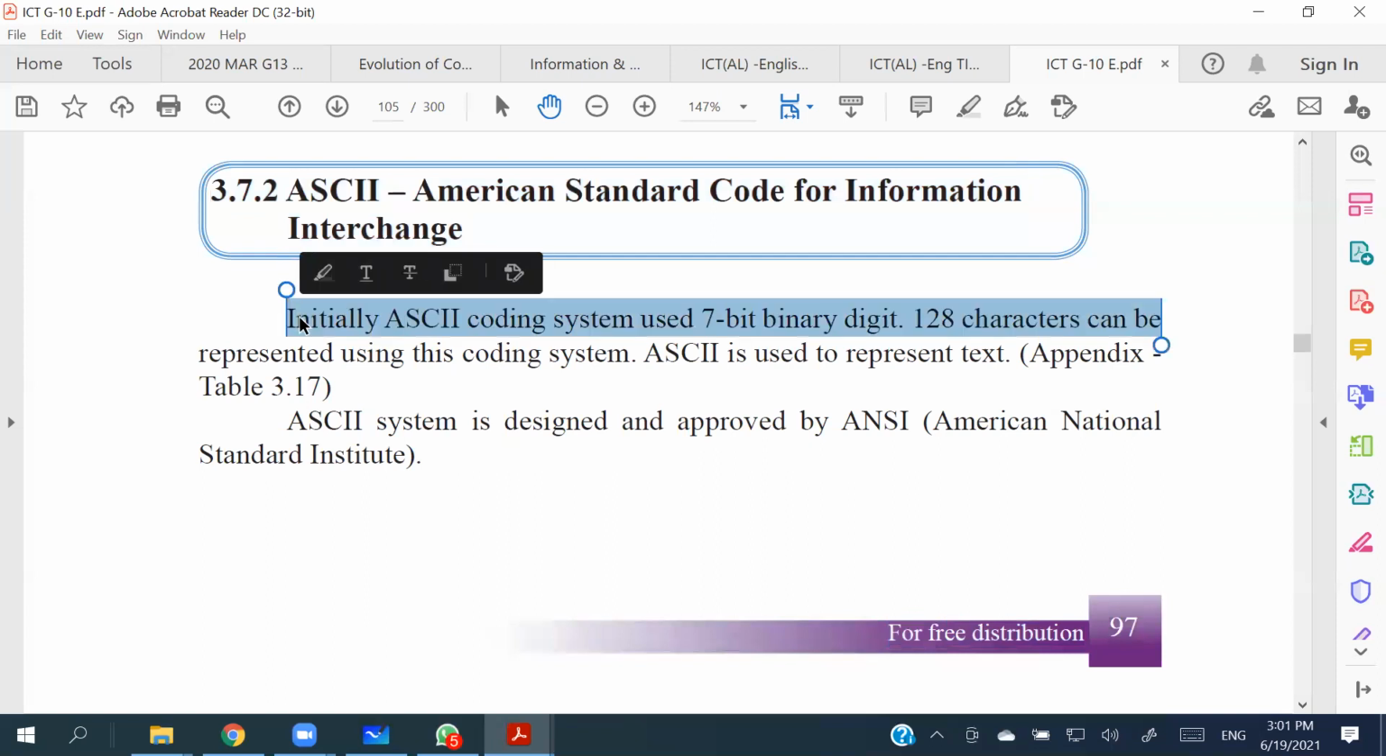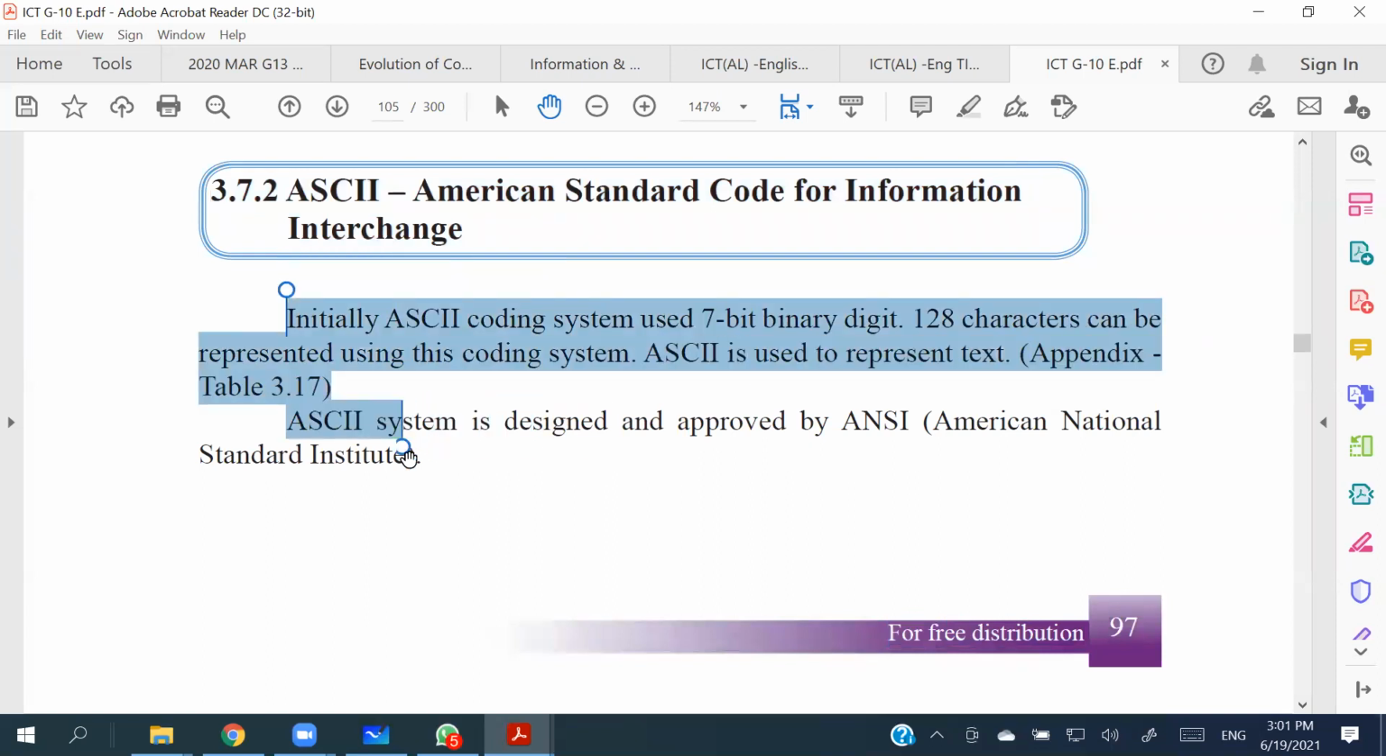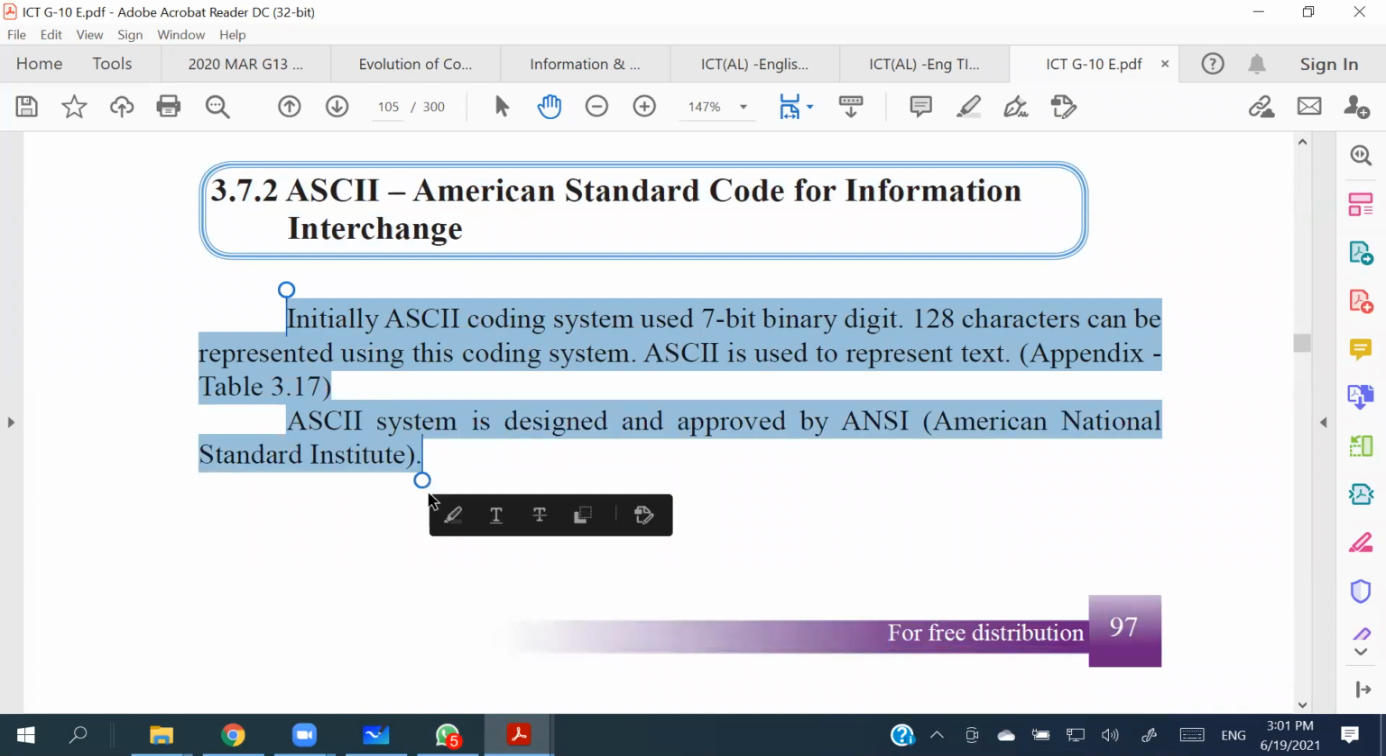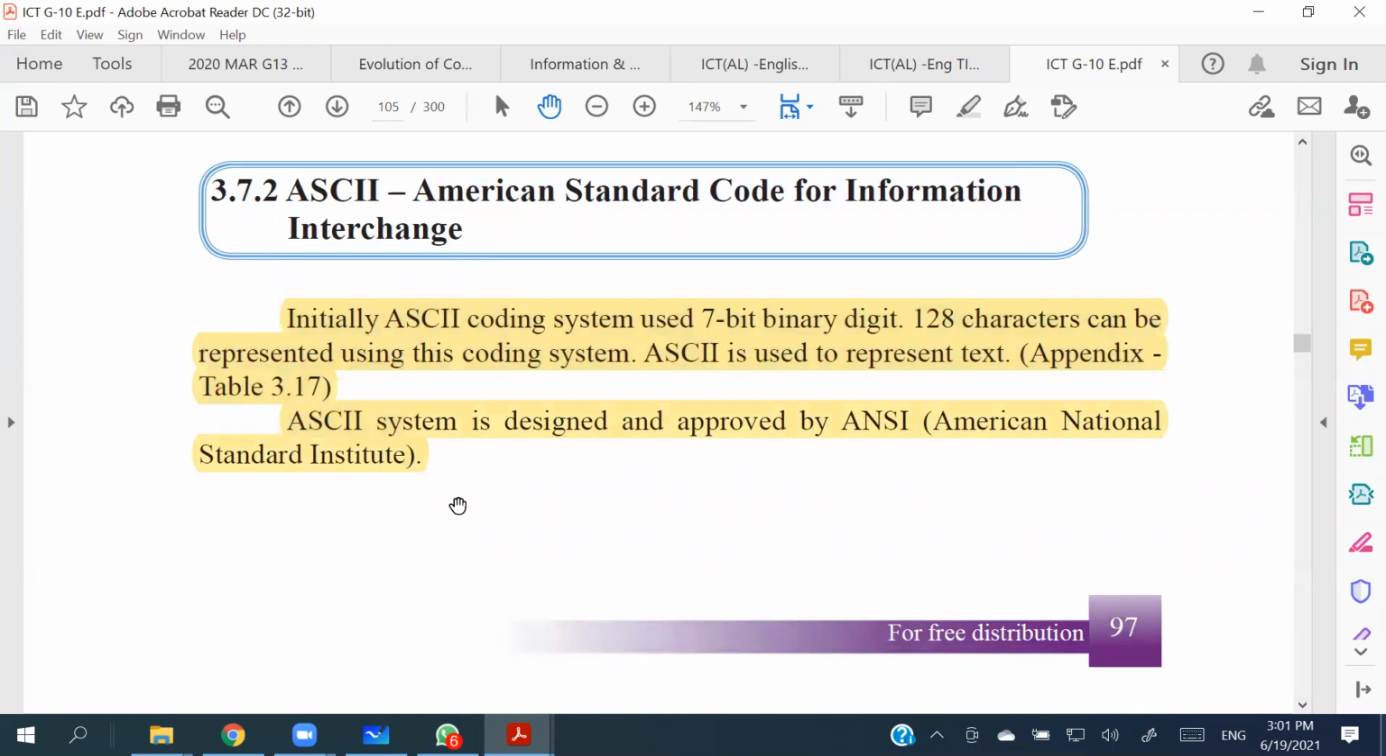Yeah, it's better you write the entire thing, people. There are things that we have to learn. And at the last line, you can find who designed and approved the ASCII code. We call it ANSI, American National Standards Institute. So it's better you remember what stands for BCD, what stands for ASCII, what stands for EBCDIC.